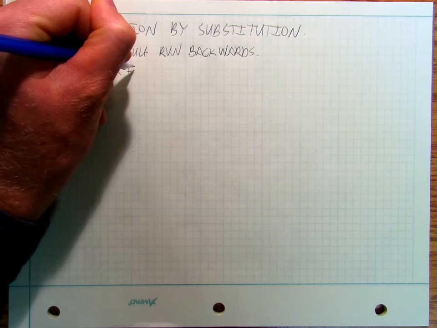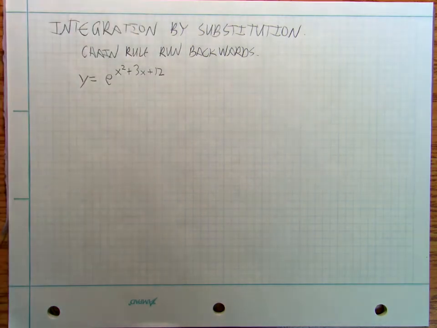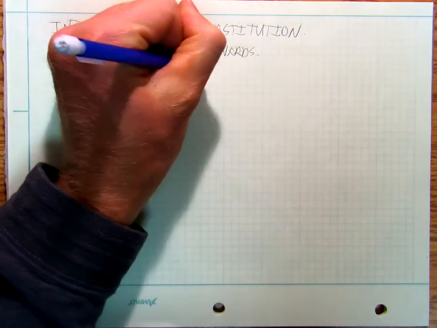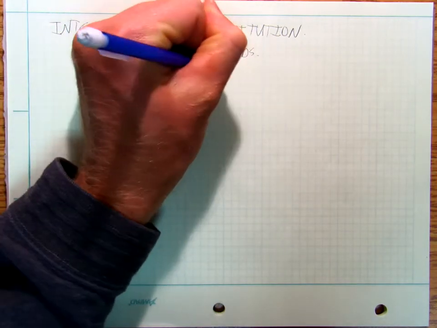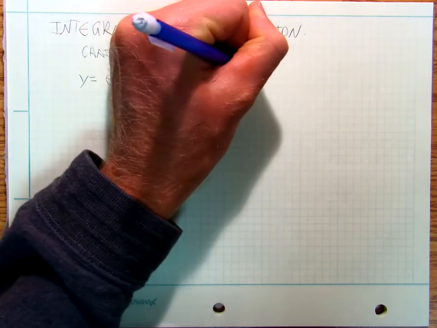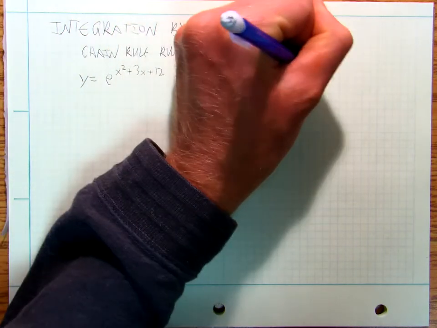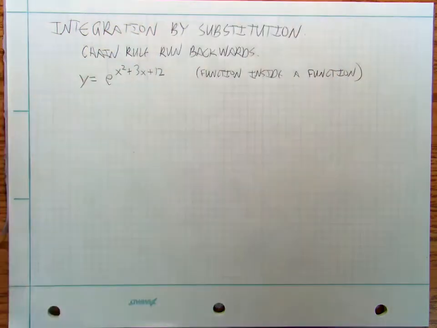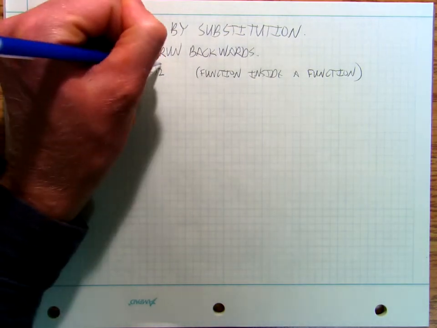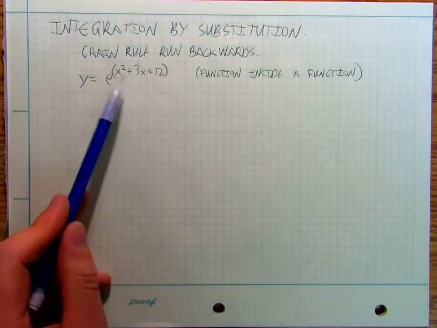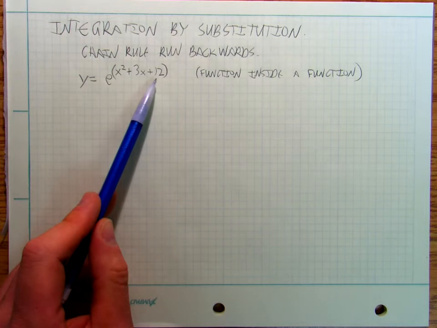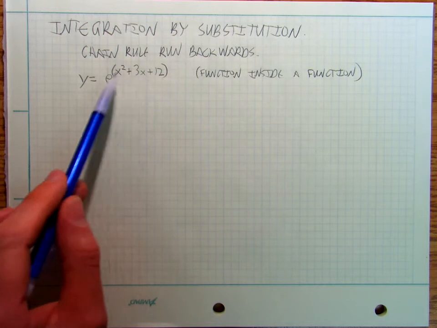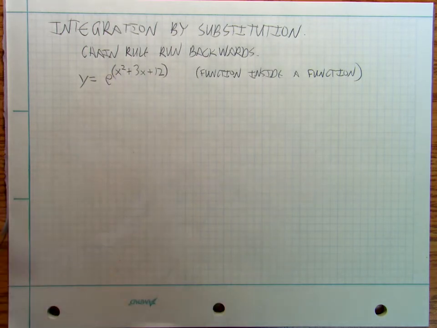So here's our problem that we're going to use for chain rule. And so we have a function inside a function. So I could put that as parentheses. So I've got x squared plus 3x plus 12 is my function that is inside of the function e to the blah. So that's my blah in the e to the blah.